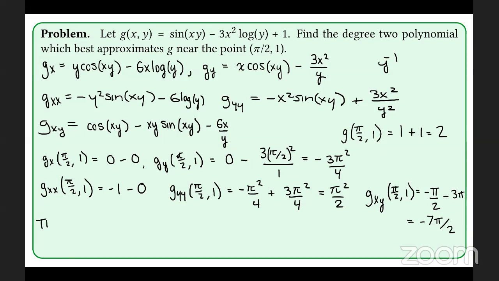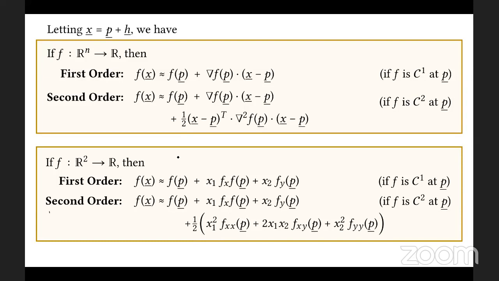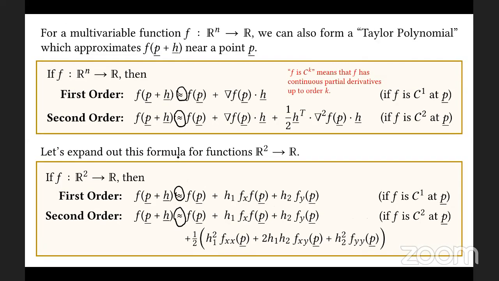So the Taylor polynomial of order 2 is 2 plus the first partial of g with respect to x at our point, which is 0, plus second partial is negative 3 pi squared over 4. And then I'm going to write this using this form instead of using this form.